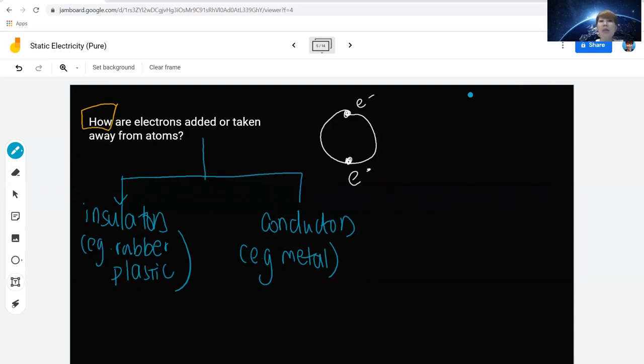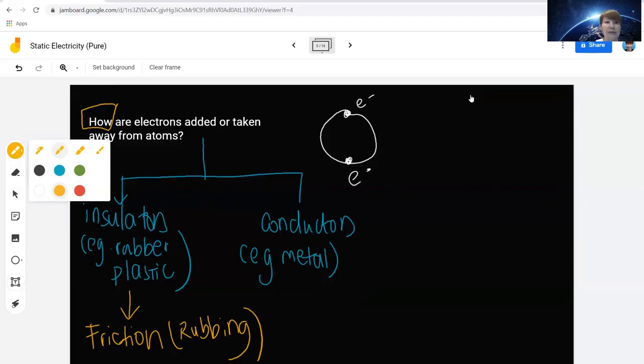So how can we remove or add electrons in insulators? In insulators, the electrons are not so mobile, so you need to force them out of their home. Therefore, in insulators, it is only by friction that you can take away or add electrons. One way to introduce friction would be rubbing two insulators together. That will force electrons to be transferred from one material to the next, but both are insulators.